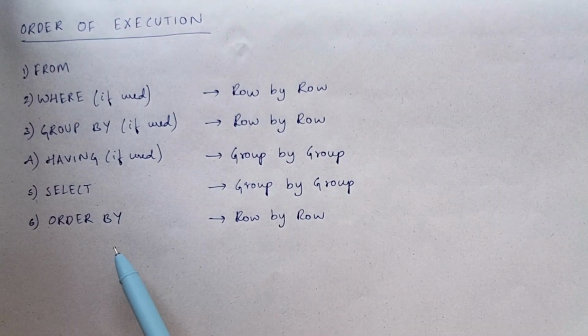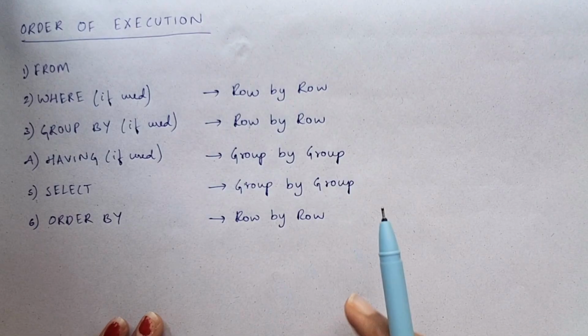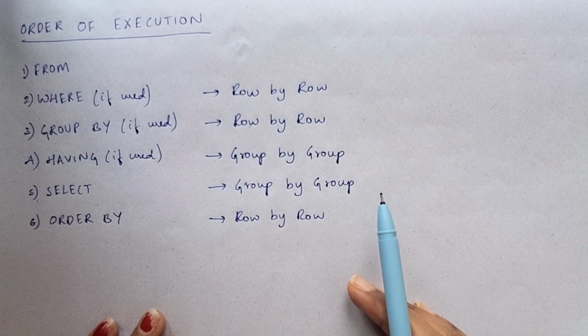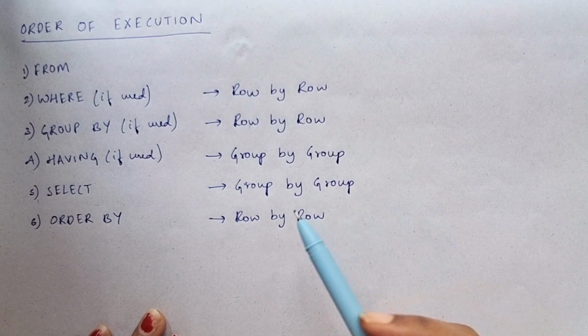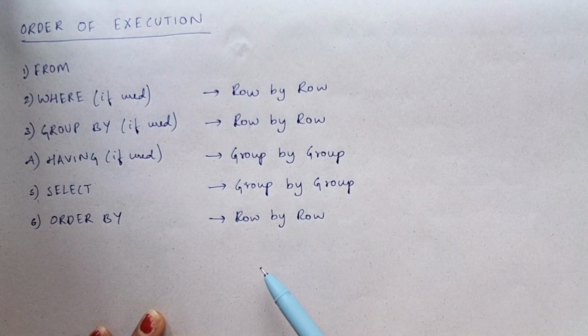So guys, that's all about the order by clause. We understood its syntax and the complete order of execution in SQL. Remember, order by clause is always executed at the last step because sorting happens only after the final result set is ready.